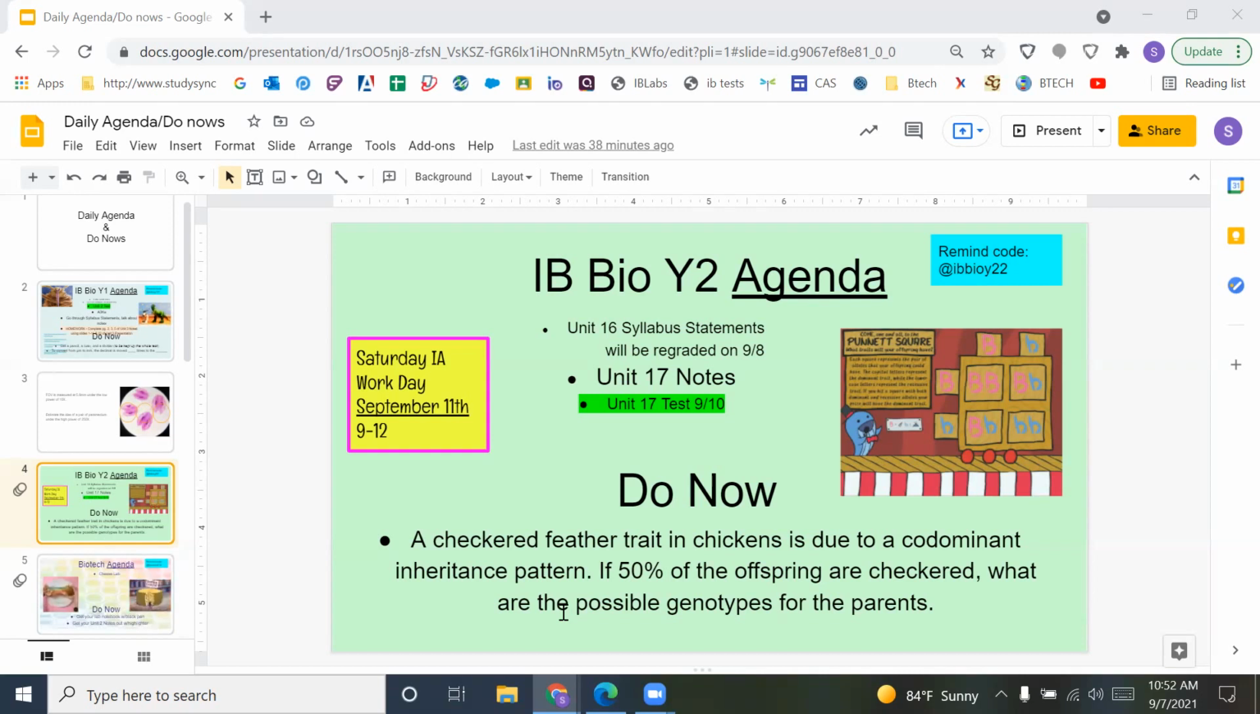So let's say this one's CB. This one has to be CW. This one CB. Okay, what has to be here? CW. So we could have a checkered and a checkered. Yes? Still satisfies our prompt? No. You can flip-flop alleles. Doesn't matter.